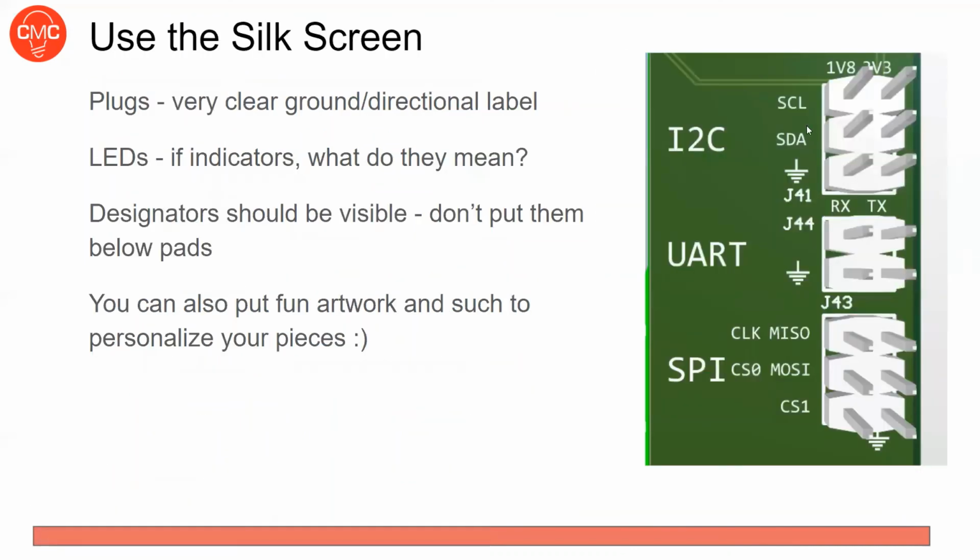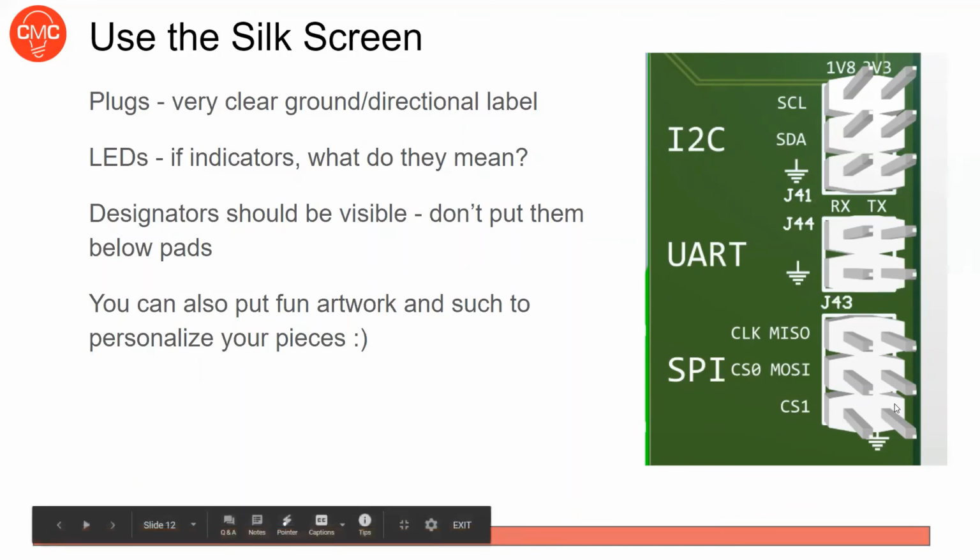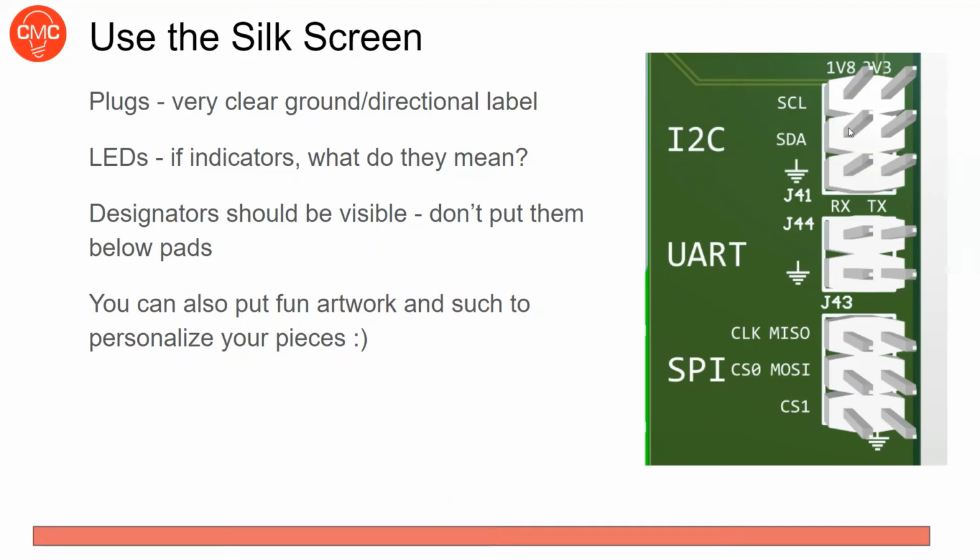Silkscreen. Again, this is the text, so it's written on the board. This is a board that I made with a bunch of different connectors, and they just had headers. If you just have these and you didn't have any text, it's impossible to tell which one's which. You have to go back and check the schematic, and someone else who's using your board doesn't have a schematic, doesn't want to look at your schematics. So just label things.